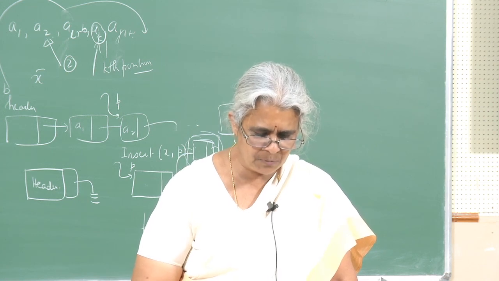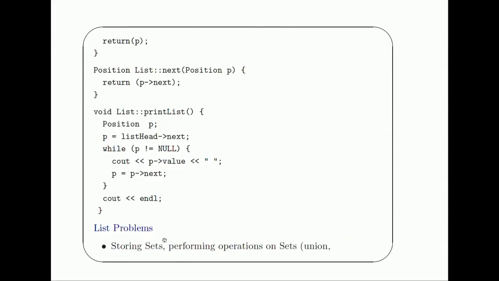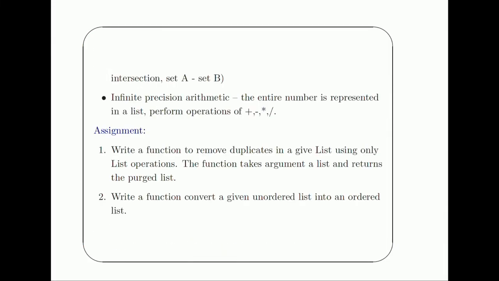There are some list problems here. Now, suppose you use this list to store sets. We already said it can be used to store sets. I want you to think about performing union, intersection, set A minus set B, and then I also talked about infinite precision arithmetic. Let me say what I mean by that.